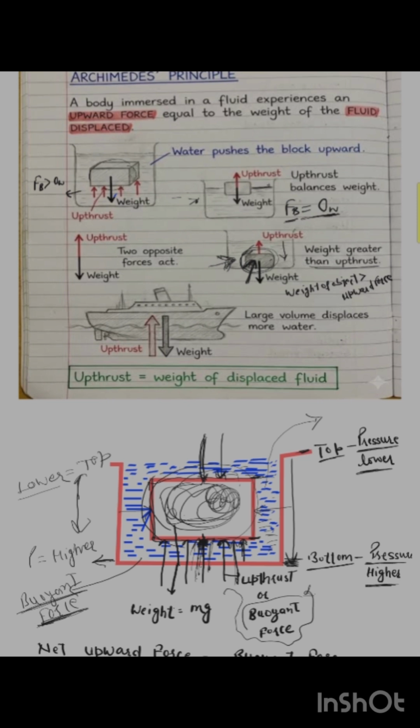This is why a ship floats. Although it is heavy, it displaces a large volume of water, producing a large buoyant force. That means a large volume of water means larger the buoyant force. Okay. A stone, on the other hand, displaces very little water, so the buoyant force is small and it sinks.